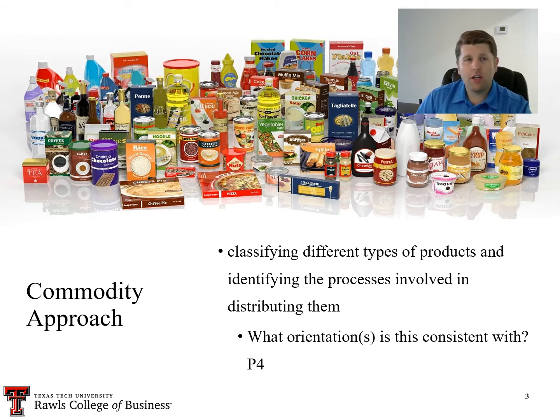What orientation is this most associated with in your textbook? This is found on page 4. This approach is most associated with the product orientation, which covers the company's focus on products alone, which we know not to be the case if we're following a marketing orientation. And we're going to cover that later in Era 3. So the commodity approach is most associated with the product orientation.